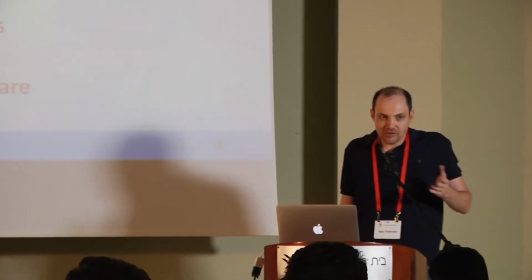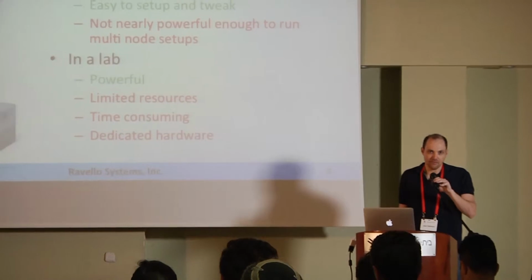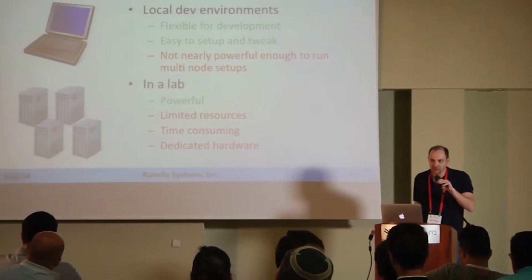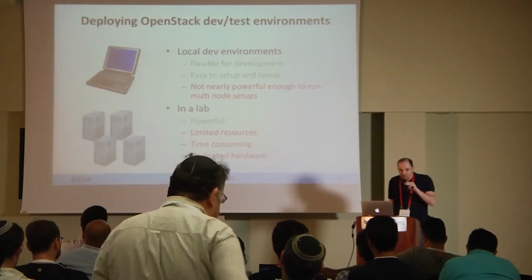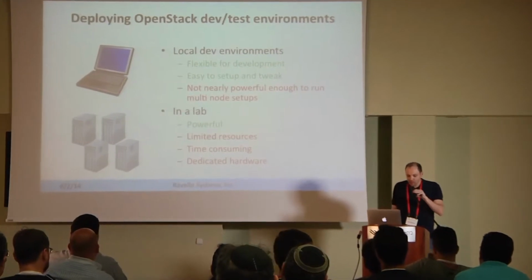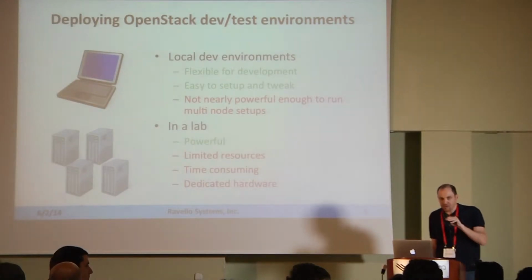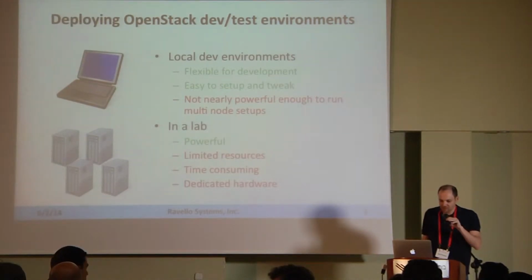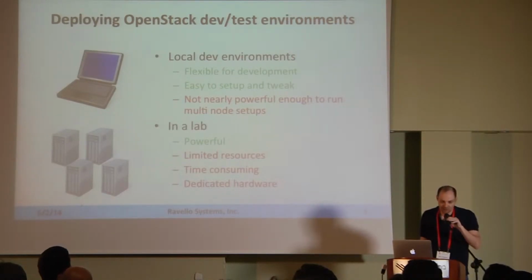So these slides talk about how you usually deploy your OpenStack dev and test environments. You have actually two options. One is your local PC or laptop. You can install a hypervisor of your choice, for example, VirtualBox or VMware Player or KVM or any other hypervisor. And on top of it, you can install multiple VMs with OpenStack on it. But unfortunately, this environment is not very flexible. It is not powerful enough, and it is not quite good to run anything useful.